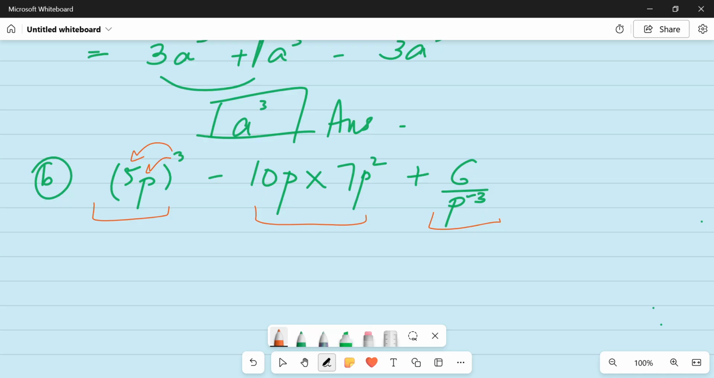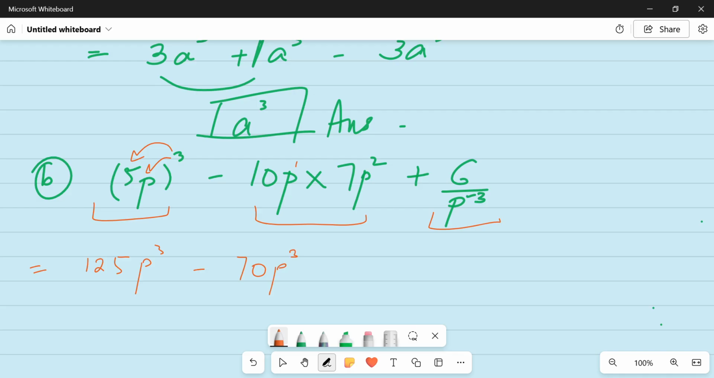So when we multiply 5 three times, it gives you 125 and p to the power cube. Okay, I have solved the first term. Now minus sign here, 10 and 7 gives you 70, right? And p^1 here and p^2 there, p to the power square, then it's a multiplication sign, we add both of them. So it gives you 1 plus 2, it's 3.